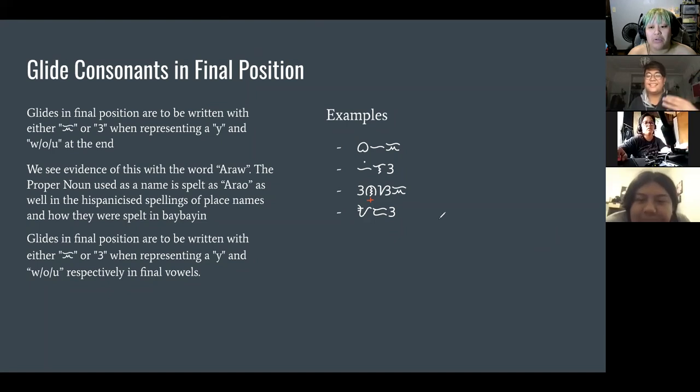The last one is the proper noun, the name, araw. Exactly. This is so sexy, guys. Anyways, let's keep continuing on. So these are the glide consonants in final position.